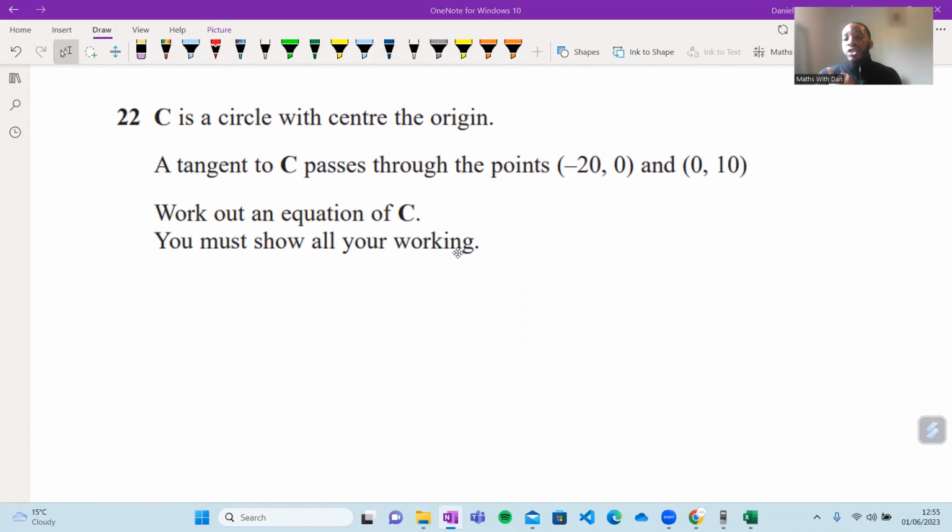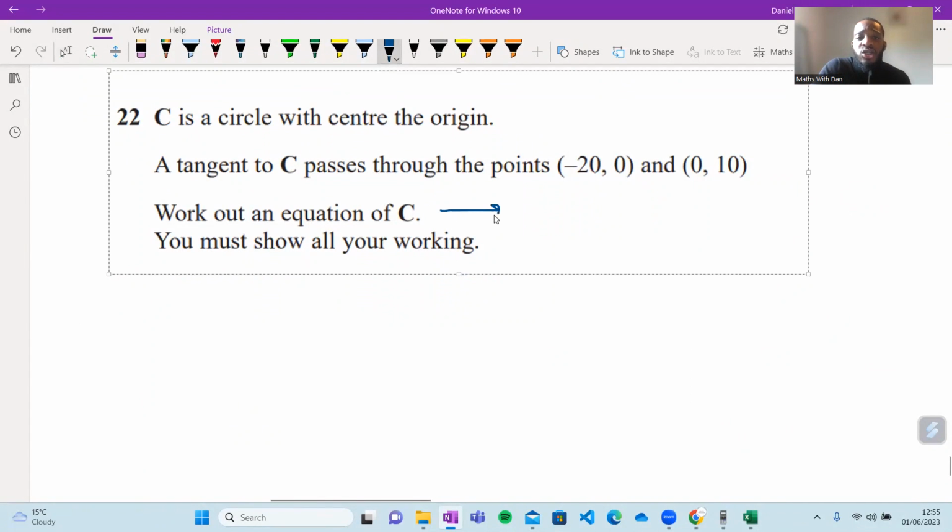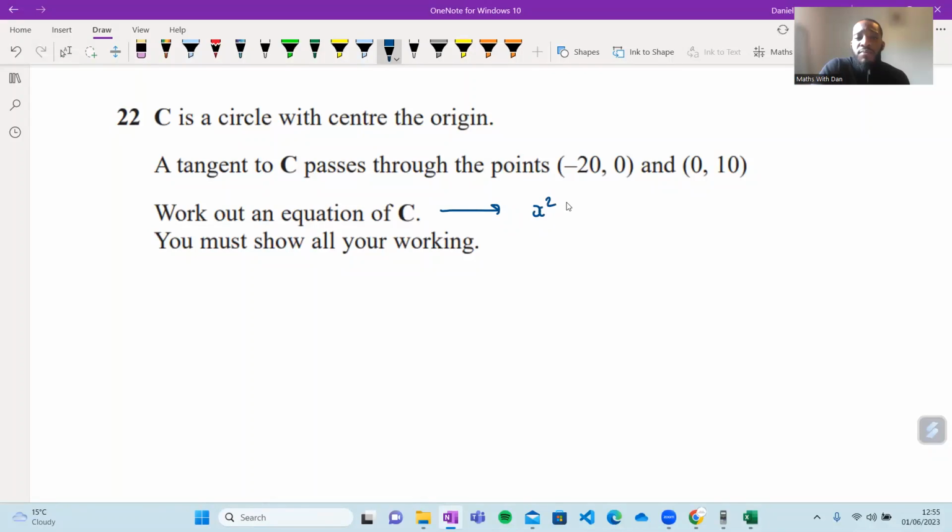So for me, this is a circles question. They're asking us to work out the equation of C, which is a circle. So the first thing that I'm doing before anything is, well, the answer to the question is the general formula: x squared plus y squared is equal to r squared. This is the answer. Obviously, we need to figure out what the radius is, but this is what we're going to write as our final line. So I need to figure out what the radius is somehow.